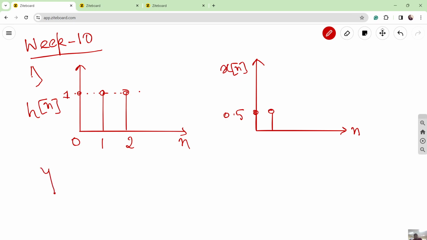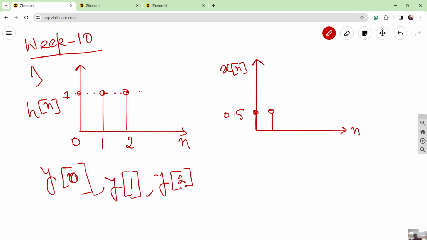So we have to find the values of yn, y0, y1, y of 2, and y of 3, where the signal y of n is equal to x of n convolution h of n.